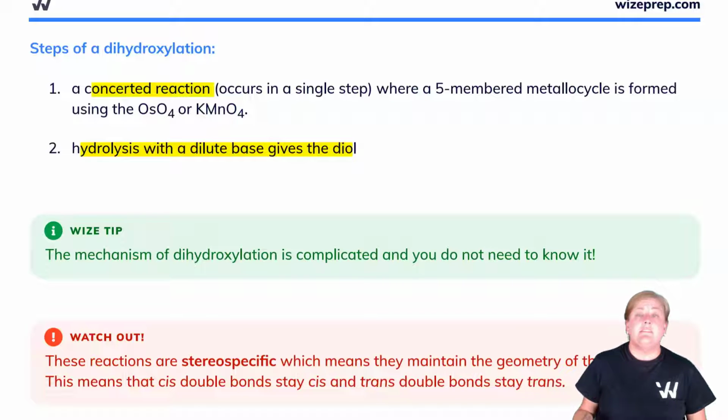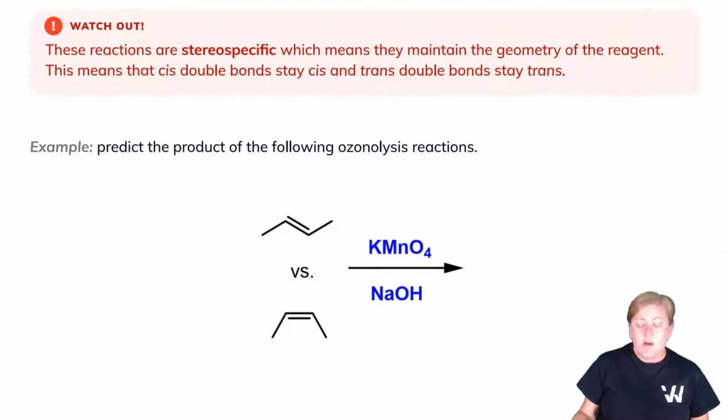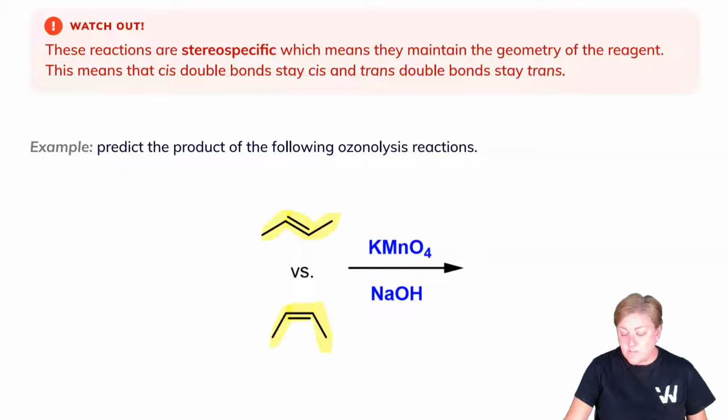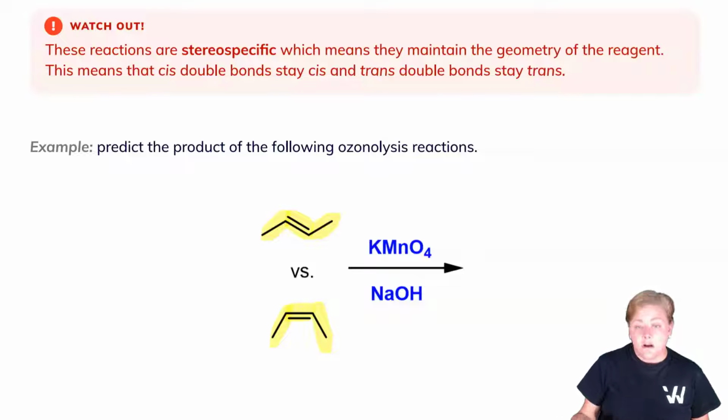Let's predict the products of a couple of reactions so you can see this in action. So here, we're going to be asked to follow through with these examples. We've seen these alkenes before, where we have a trans alkene here and a cis alkene here. Should we have addition of the KMnO4 and base across this trans alkene, we should show both syn addition of the diol and maintenance of the trans configuration of the alkene.